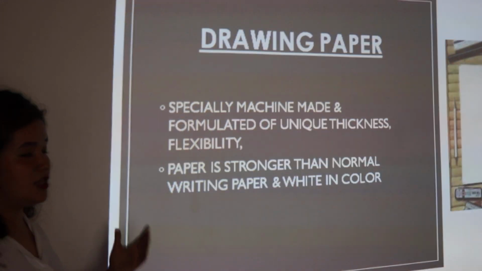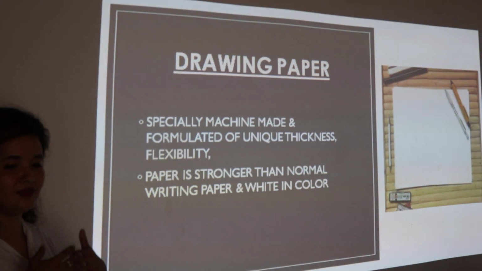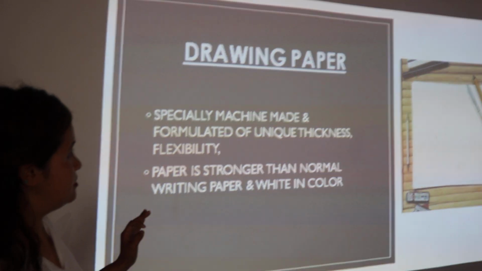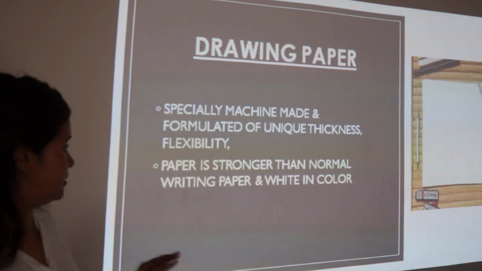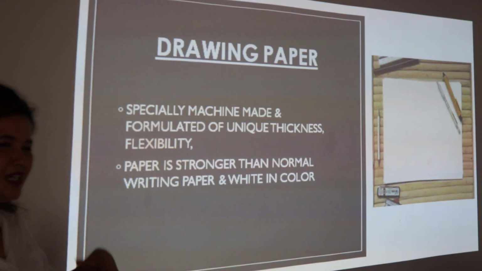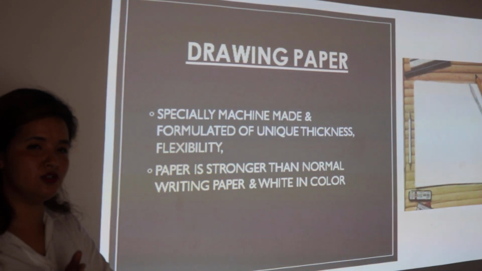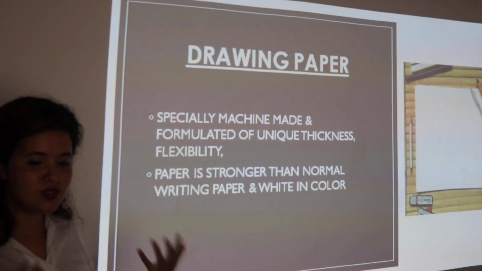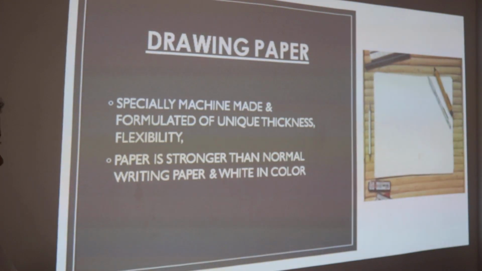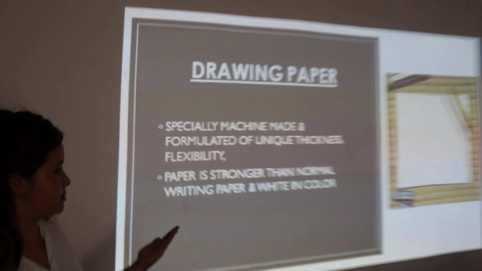Now we'll be heading to drawing paper. Drawing paper is very essential and the main tool for drawing. If you don't have any paper, how will you draw? So make sure you take good quality paper. When drawing cartoons you can take any kind of paper, but for engineering drawing, the drawing paper should be very thick, unique and flexible. The paper should be strong, and the right color of the paper should always be white.